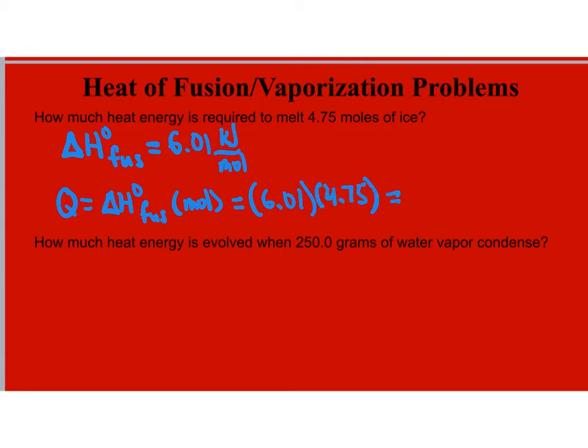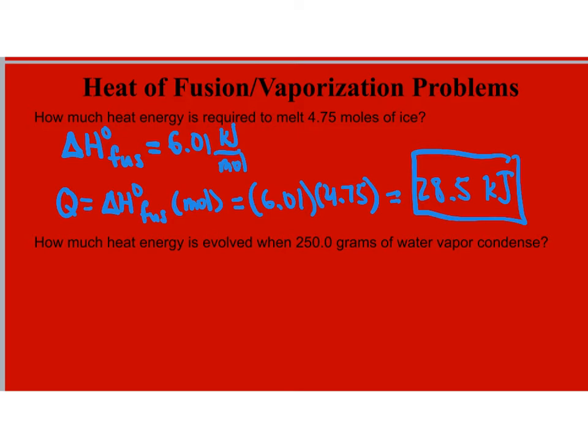When I solve that out, the kilojoules per mole is going to cancel, and you're going to be left in kilojoules. So it's 6.01 times 4.75, and with sig figs, I'm going to get 28.5 kilojoules. So that's how much energy it takes to melt 4.75 moles of ice.